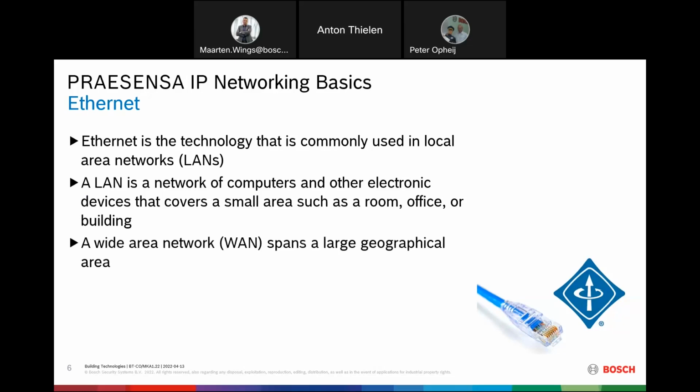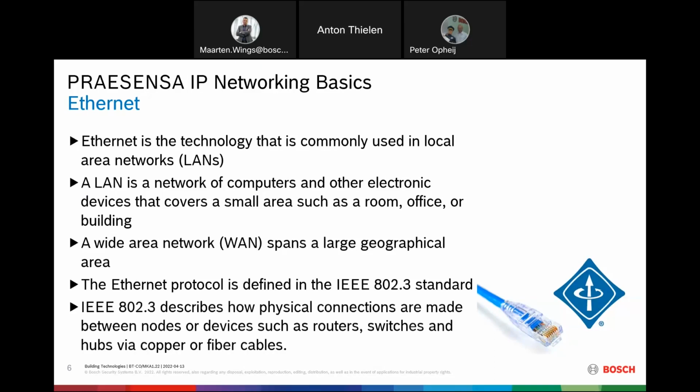You can also have wide area networks, which can span a large geographical area. So that's really on a wider range. The Ethernet protocol used is defined in the IEEE standard 802.3. This describes how the physical connections are made between nodes or devices, such as routers, switches, and hubs, via copper or fiber cables. Even the definition of such a Cat5 connector is defined there.